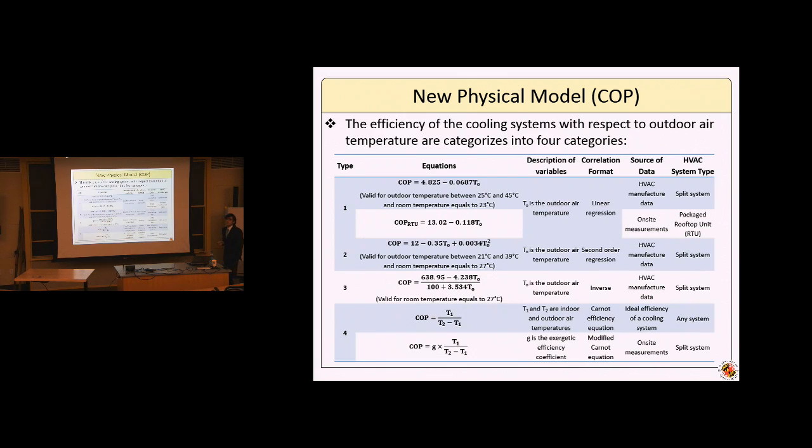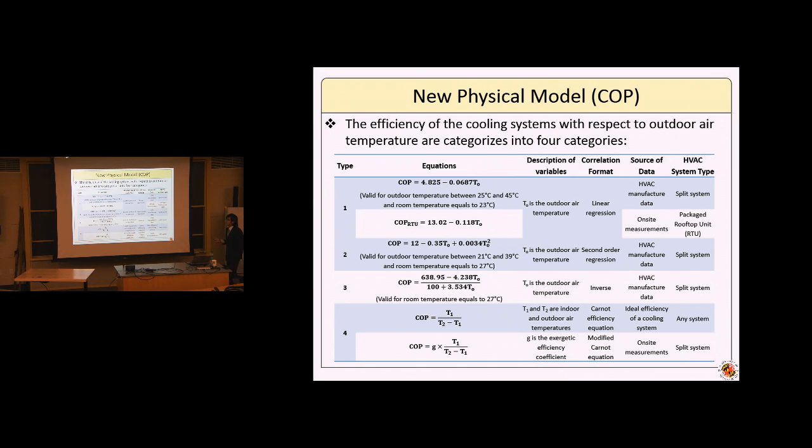One of the requirements that we have here, the way we are quantifying this efficiency, we need to look at some equations that quantify the efficiency as a function of the outdoor air temperature, meaning if I calculate the outdoor air temperature, I should be able to calculate the COPs. So looking at different publications, we've identified four different categories.